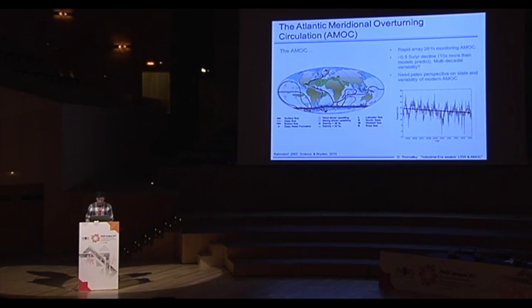In 2004, an array was put across the Atlantic at 26 north, monitoring the strength of this circulation. The results have been quite surprising, not least because of the huge variability they see on short time scales, but also as the record has lengthened, we see an ongoing decline at a rate about 10 times faster than models are predicting. But with such a short record, we don't really know if this is just part of natural multi-decadal variability, or part of the expected weakening of the AMOC. So we need a paleo perspective to place this in context.